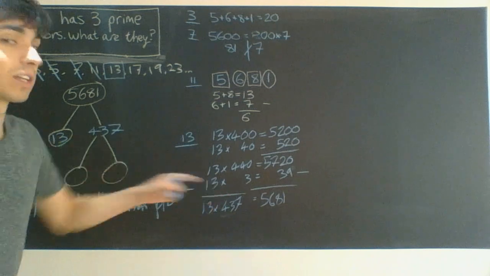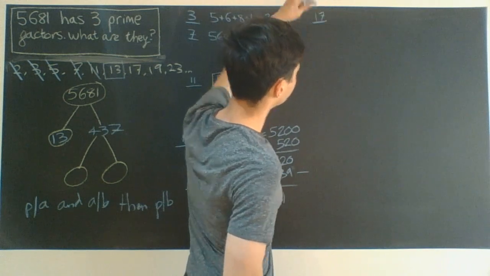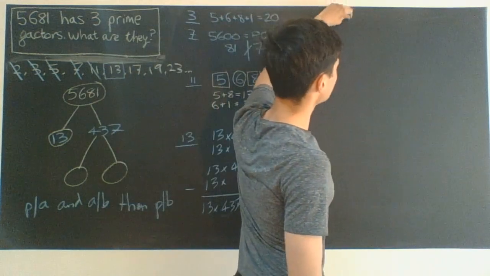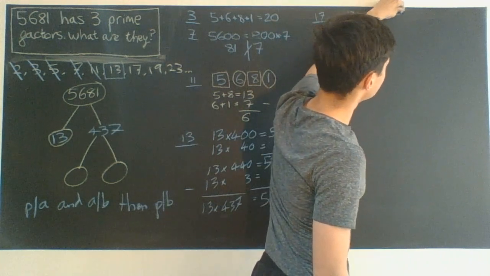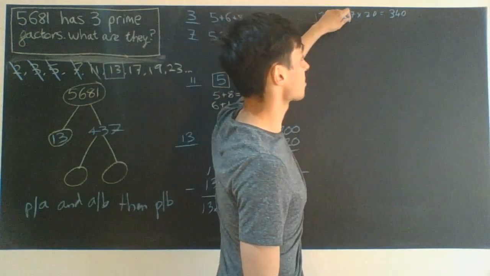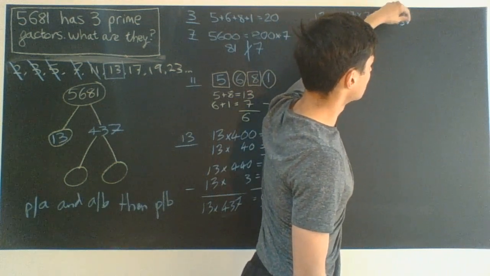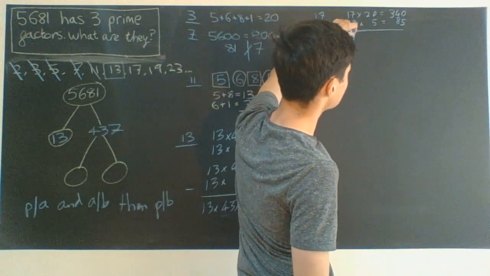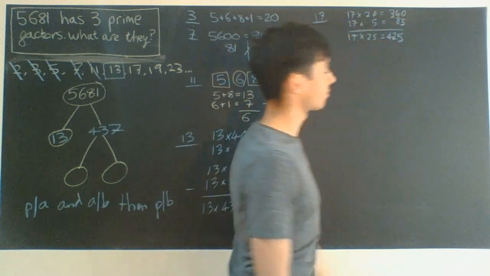Let's go for 17 then, looking at 437. So for 17, what numbers does 17 definitely go into? Well, we can do 17 times 20, which gives us 340. Let's think of another multiple of 17 that we know. So 17 times 5, which is 85. And if we take the sum of these two, we get 17 times 25 is 425.